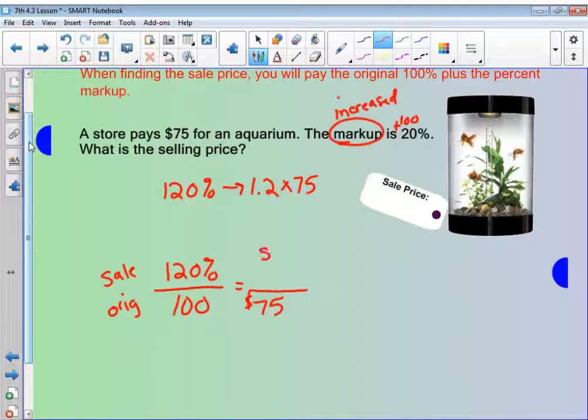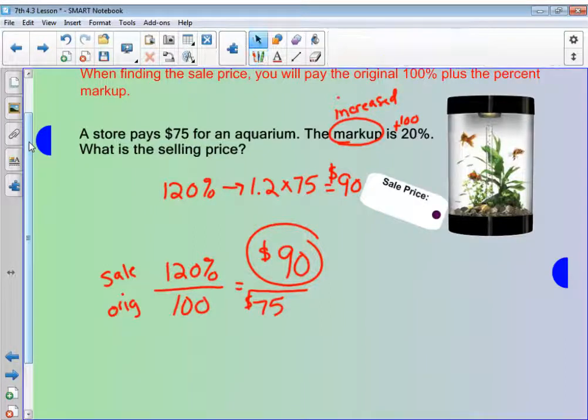You should have ended up with $90 off of either of these. And you have to decide what you're more comfortable with. Some of you might need that proportion to see it, and some of you might say, I don't need the proportion. I know to add the 100% and then change that to its decimal. You decide for you what you're more comfortable with. You can pick one of these scenarios to go through and solve.